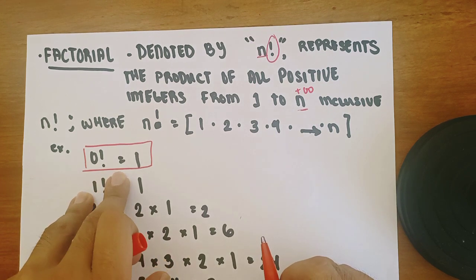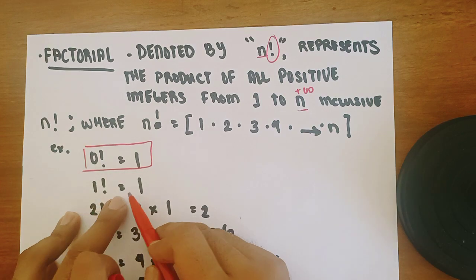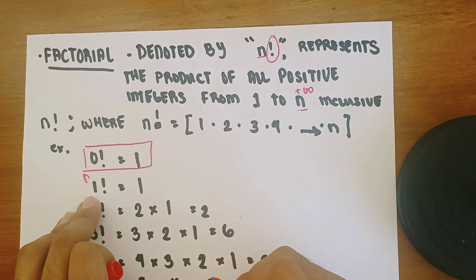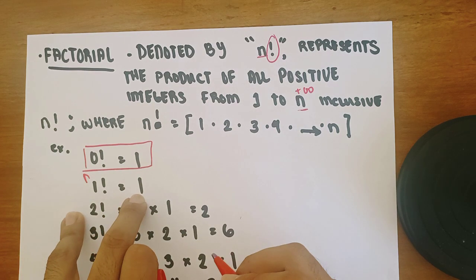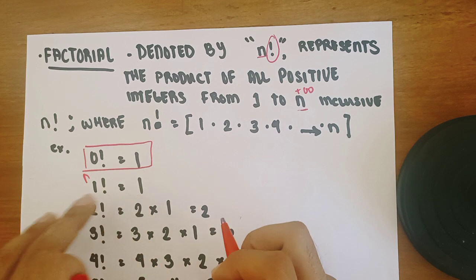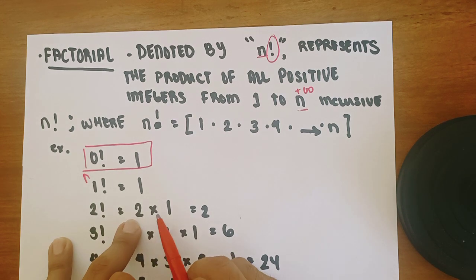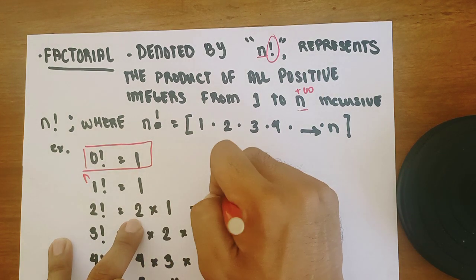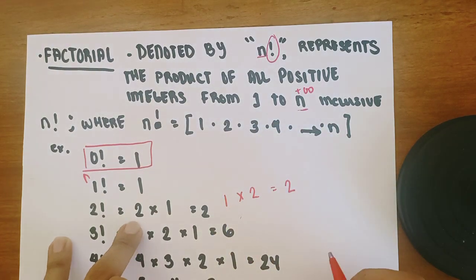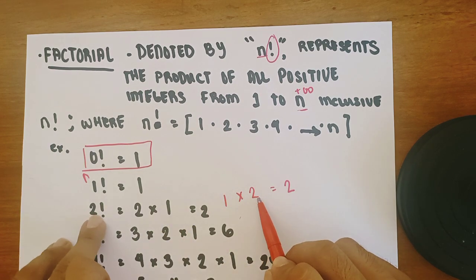Next is 1 exclamation point, 1 factorial. So 1 factorial is 1 because this is n. 1 is n. So i-multiply natin si n, which is 1. That's it. Next is 2 factorial. 2 factorial, i-multiply natin si 2 times 1 or 1 times 2 para mas madali, which is equal to 2. Kasi diba? 1, ano bang susunod kay 1? 2, which is n. That's why it's 2 factorial.